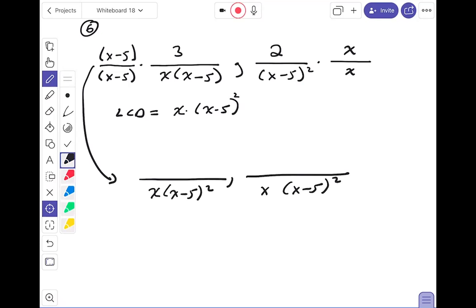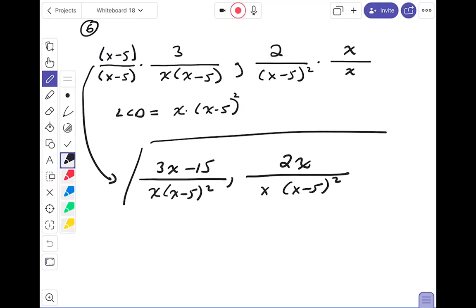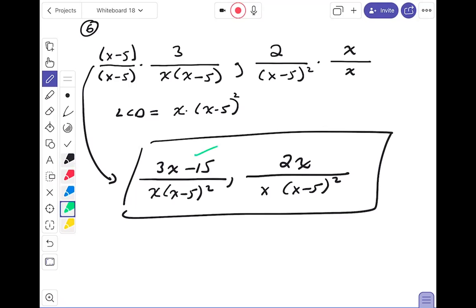What I'm left doing, though, is the numerator arithmetic. What does this give me? 2x. What does this give me? 3x minus 15. Put a box on it, and I'm going to look at the answer key. And what does the answer key say? 3x minus 15 over x minus 5 squared, 2x over x minus 5 squared. All right, let's go to number 7.